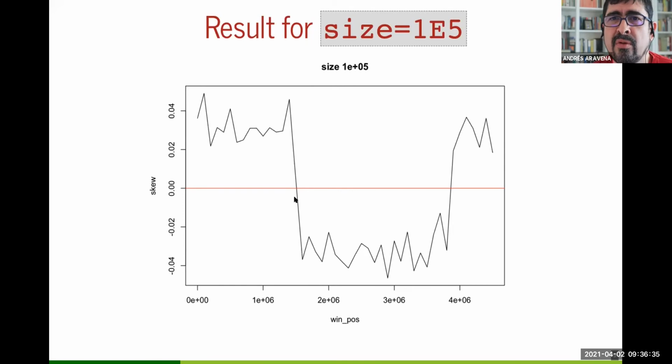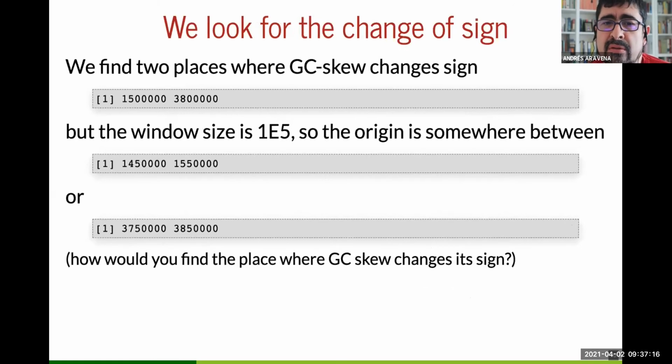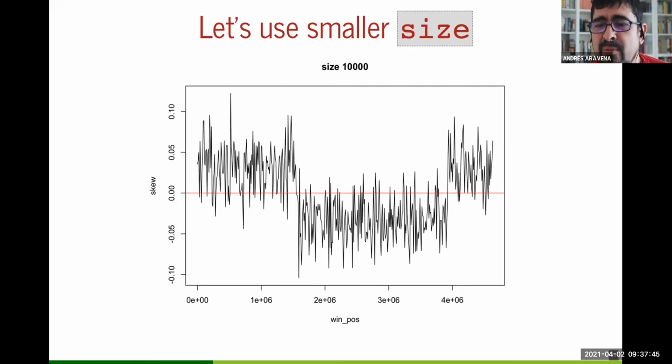Resolution. If you are using big pieces, your resolution is bad. The problem is that you have a bad resolution. You are looking at two big things. You need to see in more detail. You need to increase the resolution. That means having smaller windows. So we need to make smaller windows. This is what happens if you make the window smaller.